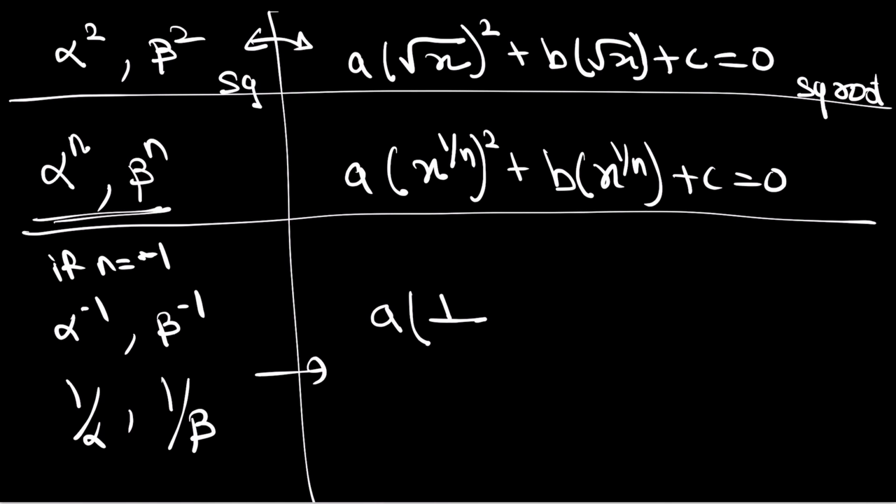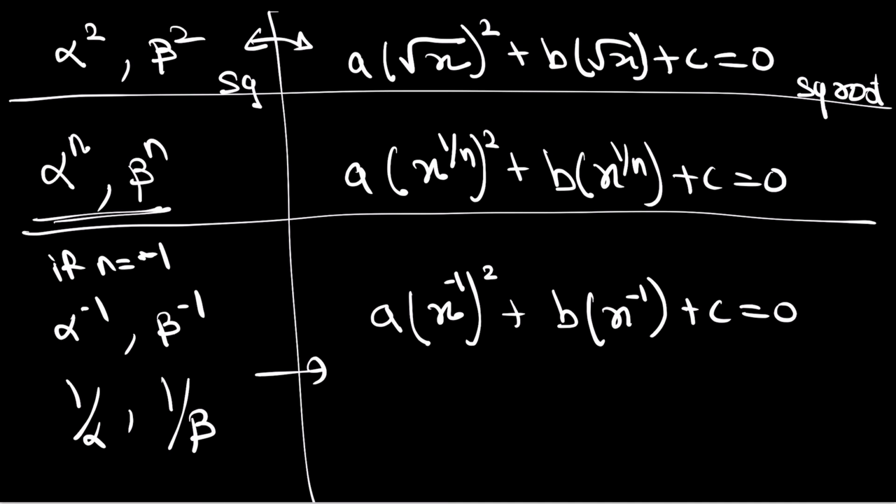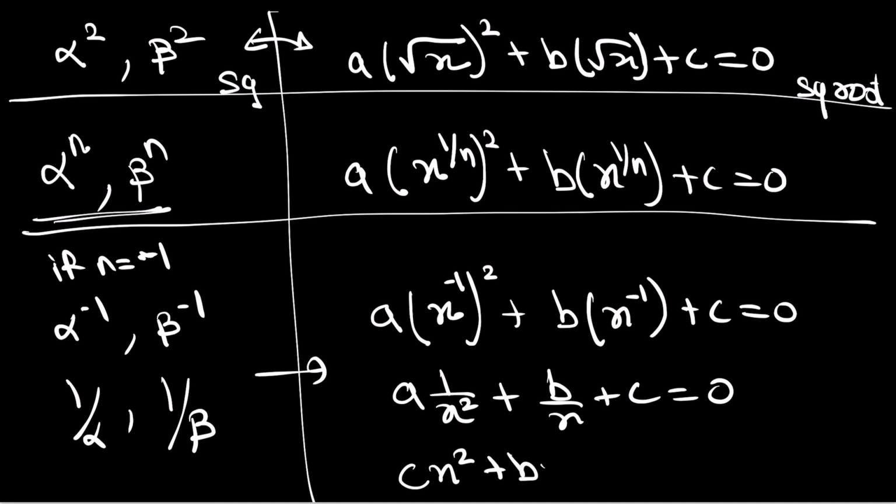Now we have to write a into x raised to minus 1 whole square plus b into x raised to minus 1 plus c equal to 0. If this is okay with you, solve it: a by x square plus b by x plus c equal to 0. If you multiply the entire thing with x square, the equation will become cx square plus bx plus a equal to 0. A and c have interchanged their values from the initial equation.